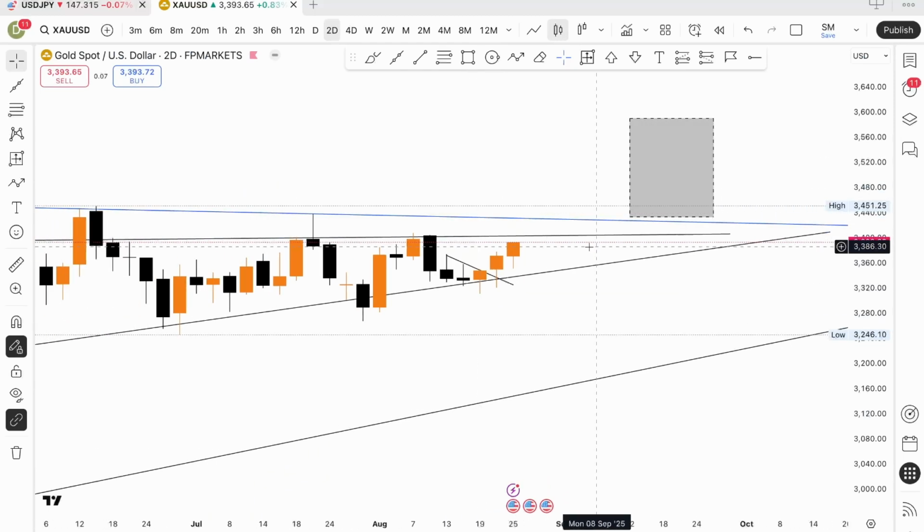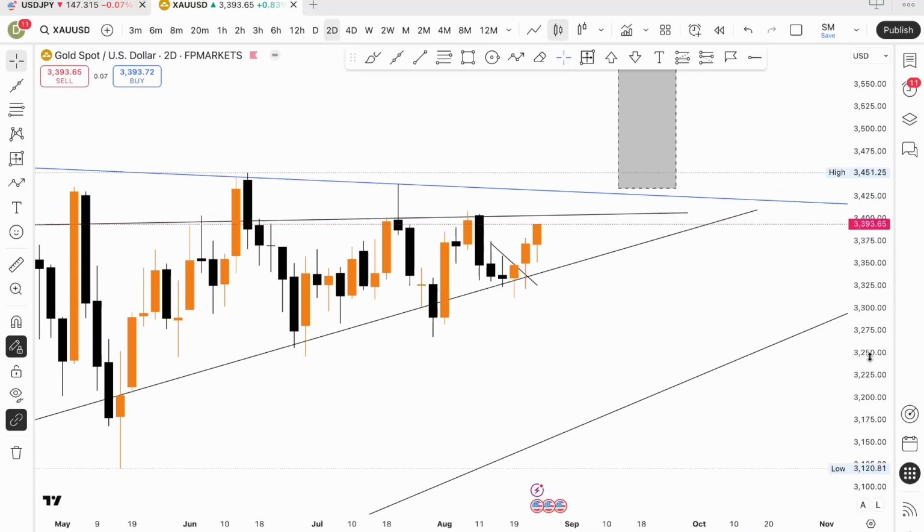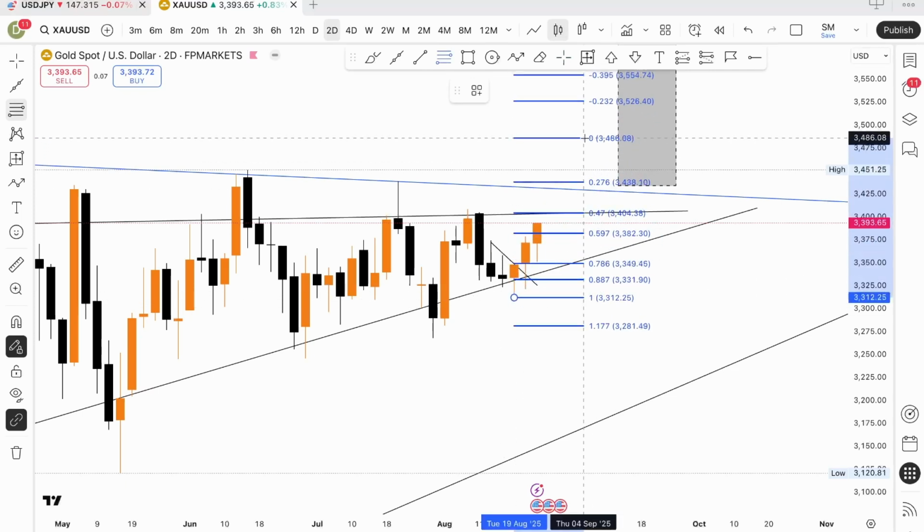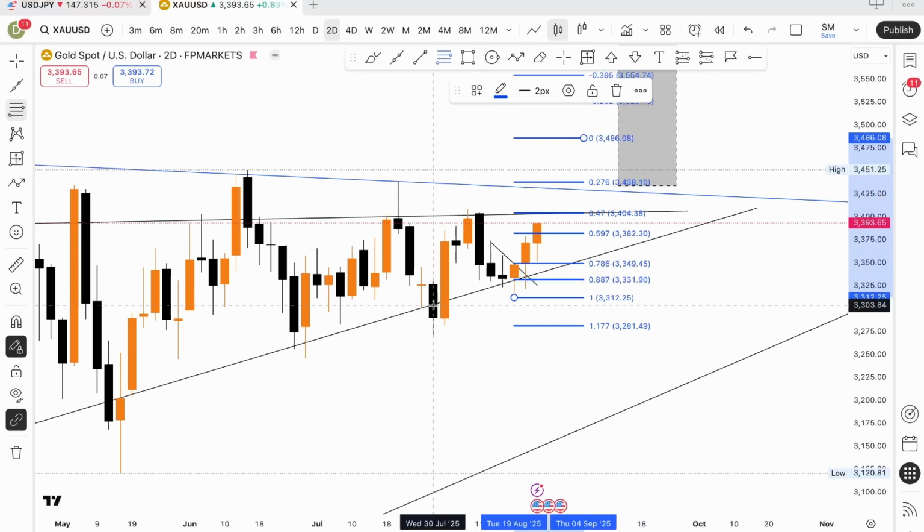If you see something I'm not seeing, if you have a different approach to gold, if you're planning on selling gold, let me know what levels you want to be selling from. But like I said, these are the levels I would like to be buying gold from. Okay, if you get a pullback to 3,382, let's buy some gold from there.